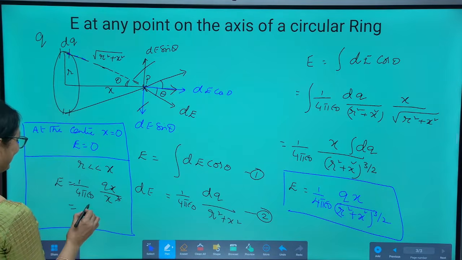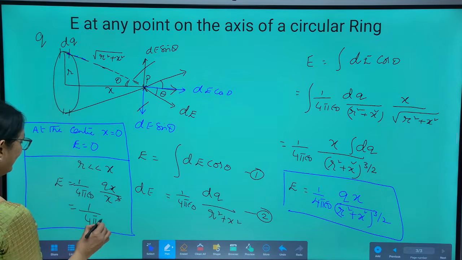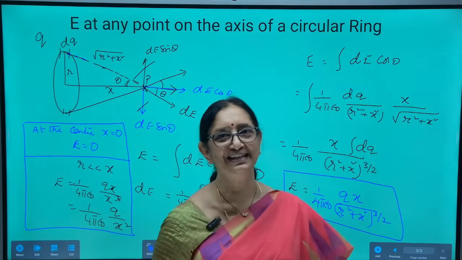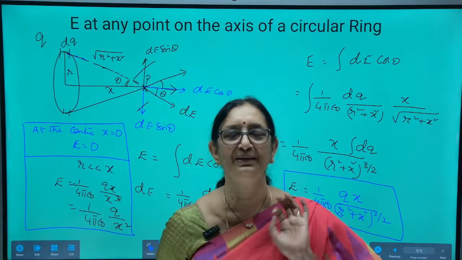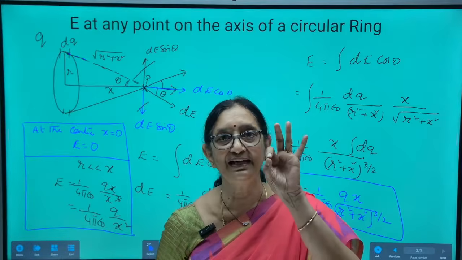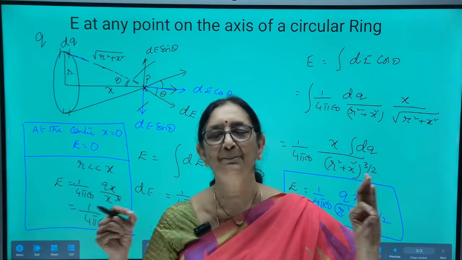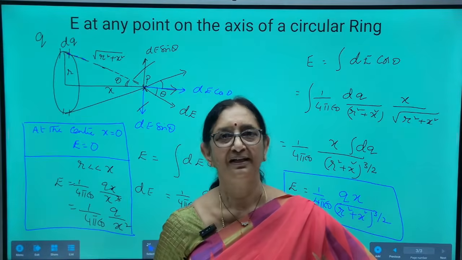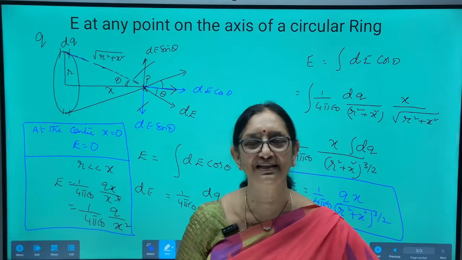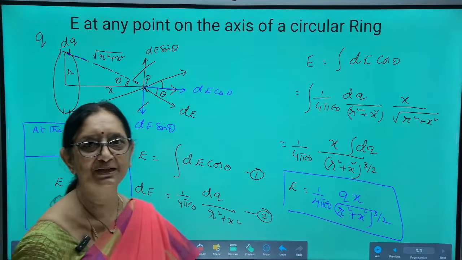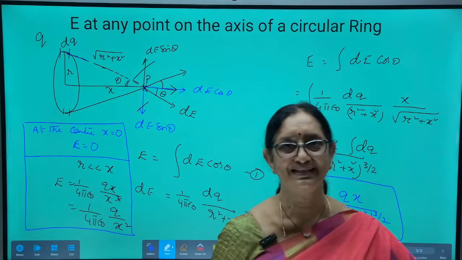It's an interesting finding, isn't it? 1 by 4 pi epsilon naught, Q by x square, where x is the distance of the point from the center of the circular ring. So, if the ring is too small compared to the distance, the ring acts like a point charge. Due to a point charge at a distance x, electric field intensity is nothing but 1 by 4 pi epsilon naught, Q by x square.